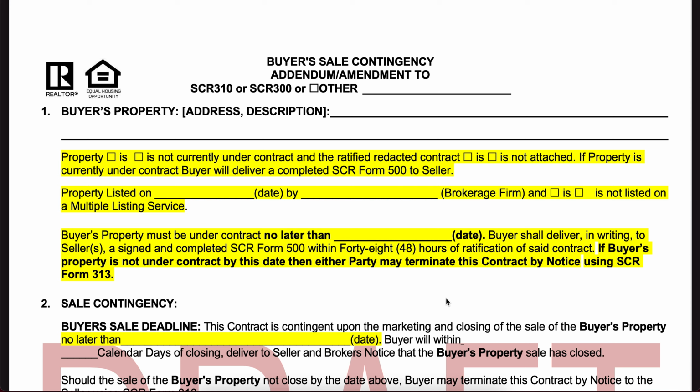This is Austin Smallwood, your SCR Director of Legal and Regulatory Affairs, to go over the upcoming changes to SCR Form 504. This is the buyer sale contingency addendum.